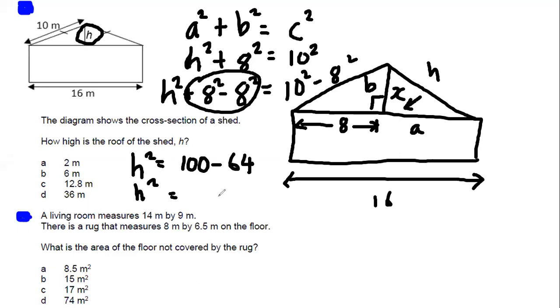35. Awesome. You sure? It has to be 36. And then now to get rid of the square, you square root both sides, don't you? And the square root of 36 is what? 6.